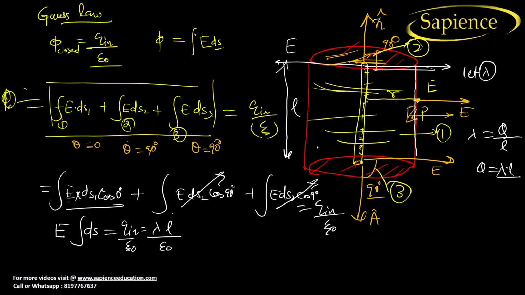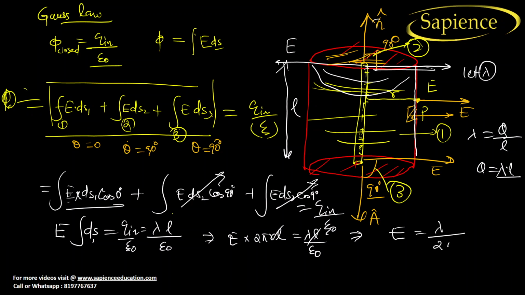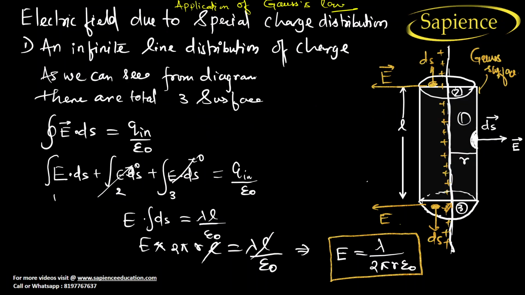Now the question is, what is the integration of the surface ds? Since it is a curved surface, what is the formula for the curved surface of the cylinder? The curved surface of the cylinder is 2 pi r L, so E into 2 pi r into L, where r is the distance of this point, is equal to lambda L by epsilon naught. Now L got cancelled out. So from here, the electric field E is equal to lambda by 2 pi epsilon naught r. So you have got the electric field at this point P, which is at a distance of r from the line charge. I hope you have understood this.